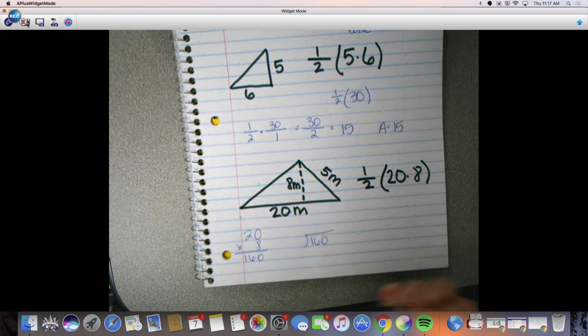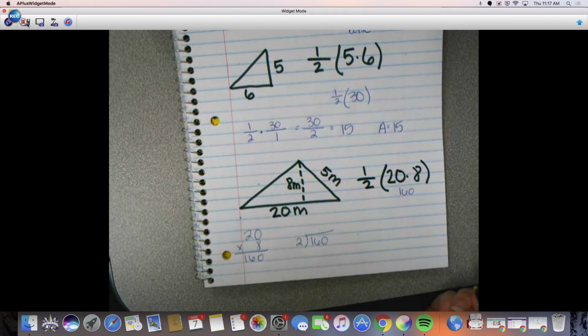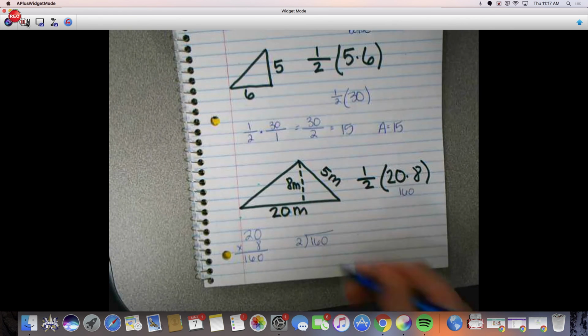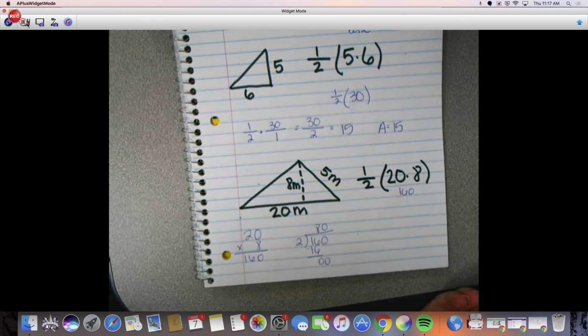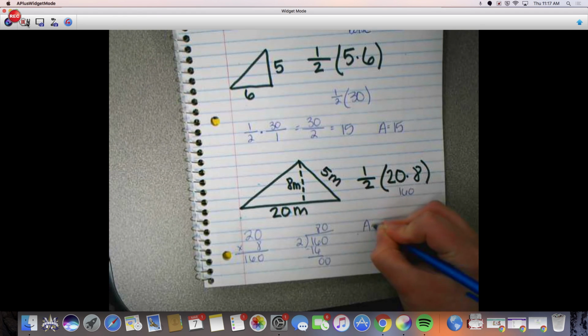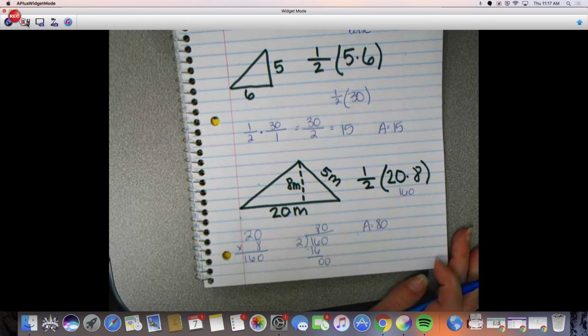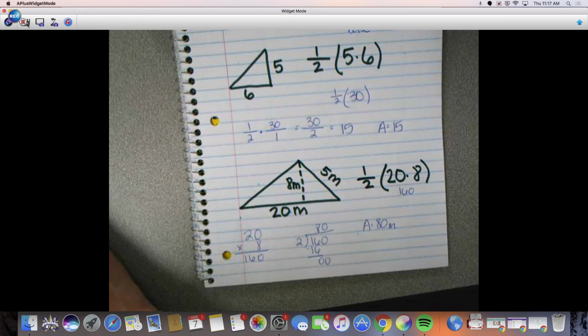Now, we have to divide what we just got. So we got 160 here. Now we have to just divide it by 2. How many times does 2 go into 16? 8 times. It's an even 16, and we get 0. So we have 80. So the area of this triangle is 80 meters. That's all we have to do.